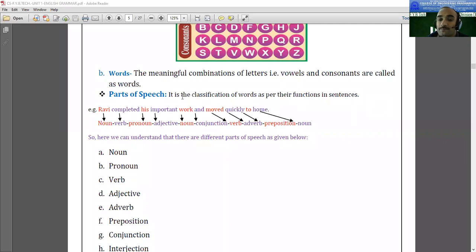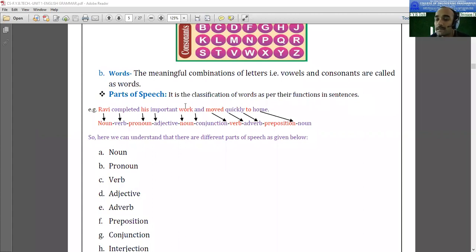Parts of speech, what is it? It is the classification of words. This is the classification of words as per their functions in the sentences. So how that word functions, from that we form the different parts of speech.